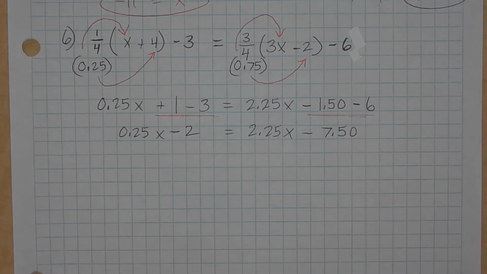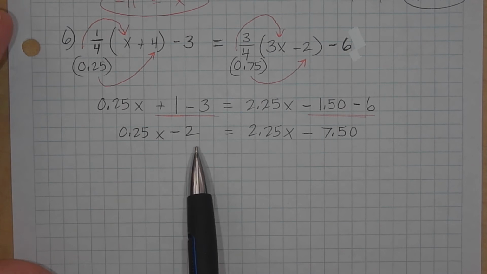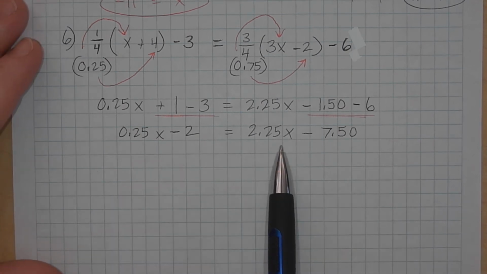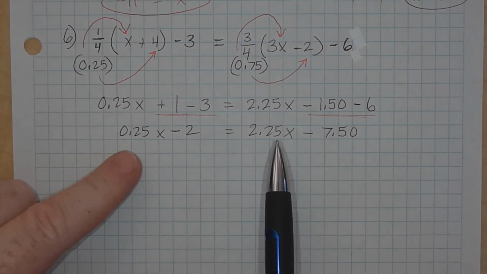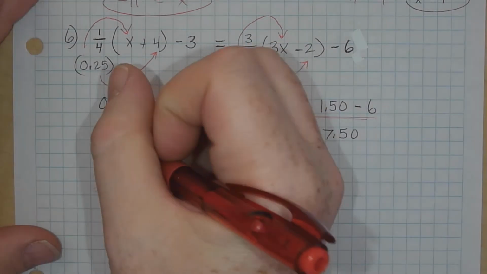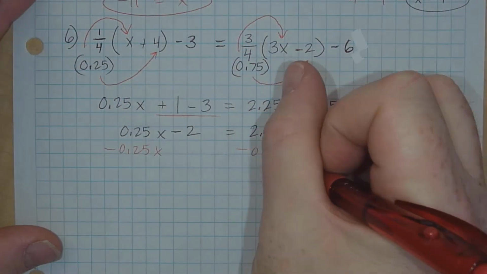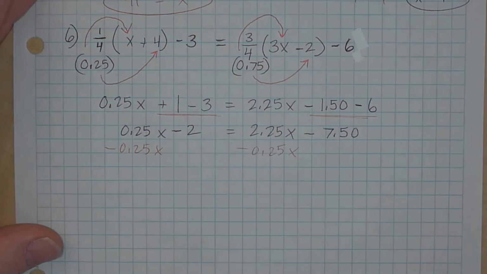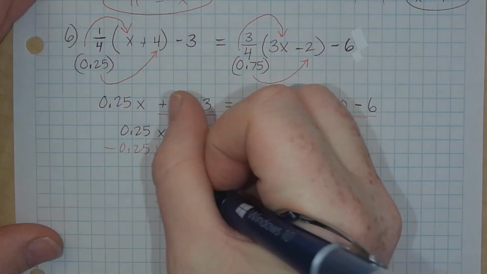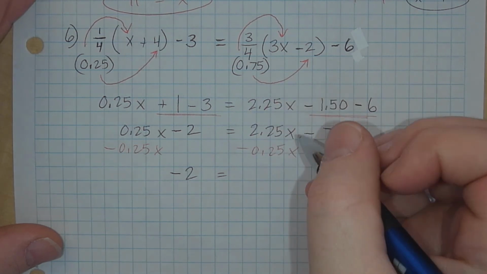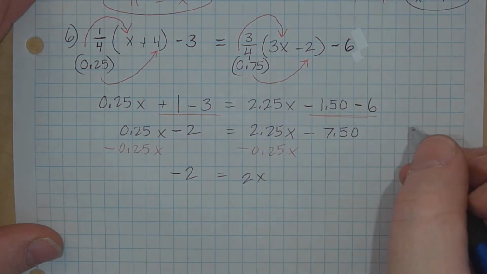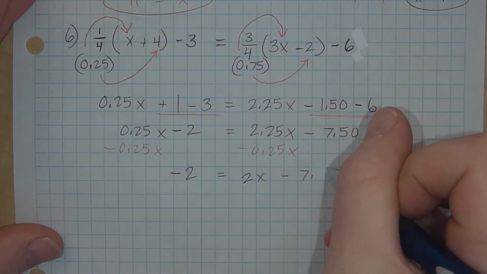Now we're back to what we were earlier in this lesson about variables on both sides. You got a variable here and you got a variable here. So we got to get rid of one of them. I would get rid of the smaller one. And then what you have left, you have that -2 or that -2. This will end up being 2x, and this will be 7.50.